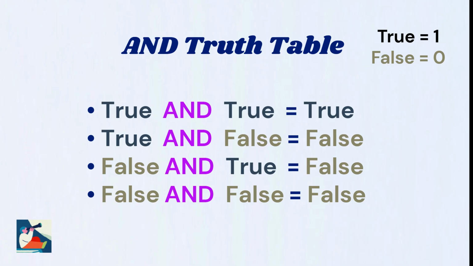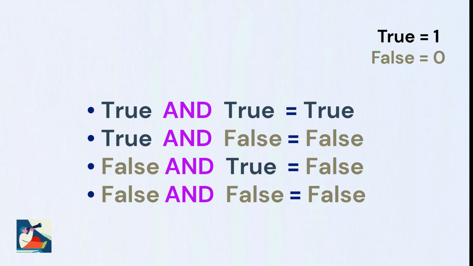And truth table. True and true equals true. True and false equals false. False and true equals false. False and false equals false.